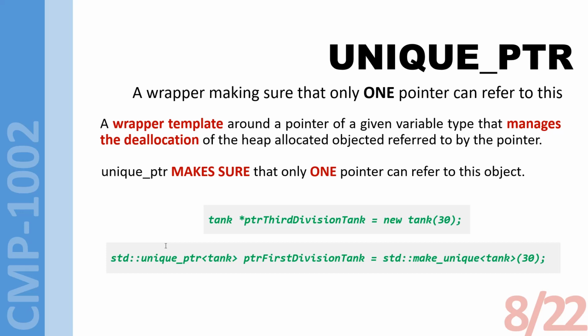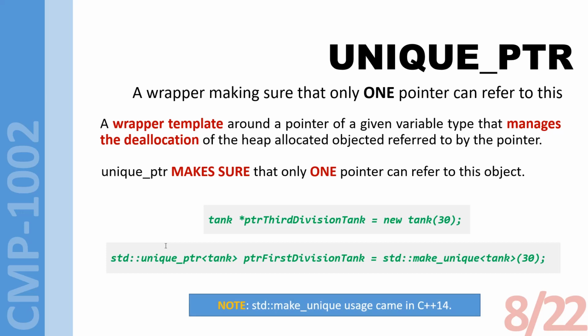And at the end of the function that defined this ptr 1st division tank, the C++ compiler will automatically delete the object referred to by this particular unique pointer, because it knows that only that pointer is able to point to that object. So when that pointer gets killed, it doesn't make any sense to keep that heap allocated object in the memory, because no one will be able to access it anymore. So it's gonna call the destructor without you writing down anything like delete.